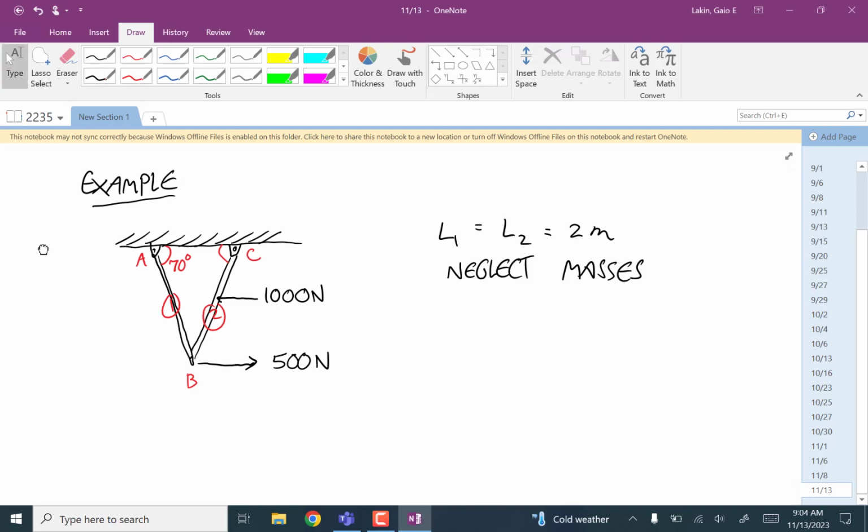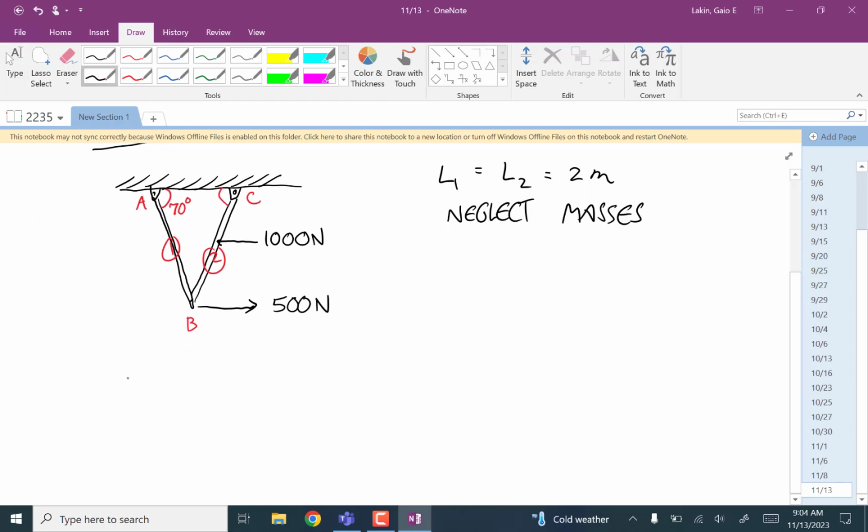Okay, so let's call this body 1, body 2, ABC. And let's start with body 1. So feel free to work together, but let's take a couple minutes, draw the free body diagram, come up with the equations for body 1. We'll go to body 2, and we'll just sort of step through this piece by piece.